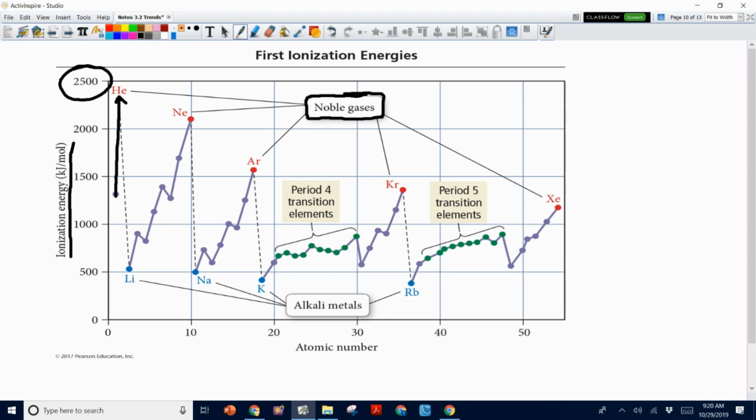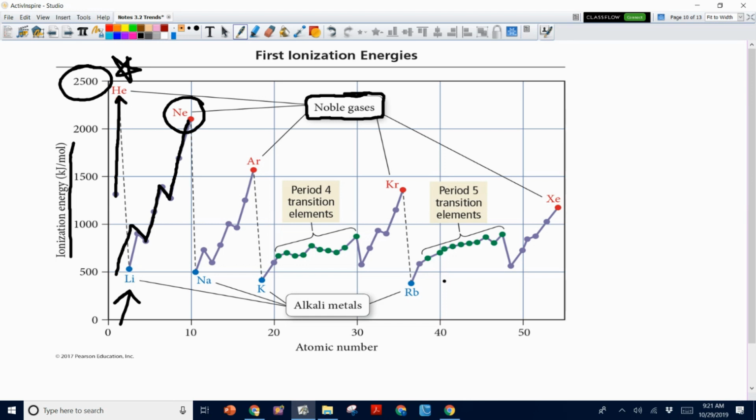But as you start a new period, lithium right here is the first element on the second period, the energy goes way, way down. Because if we were to remove that third electron from lithium, so it only had 2 electrons, it would look like helium, which is very stable. So as you add electrons like this, it gets harder and harder to remove those electrons until you get to neon, which is, again, a noble gas. Then it's really, really high energy.